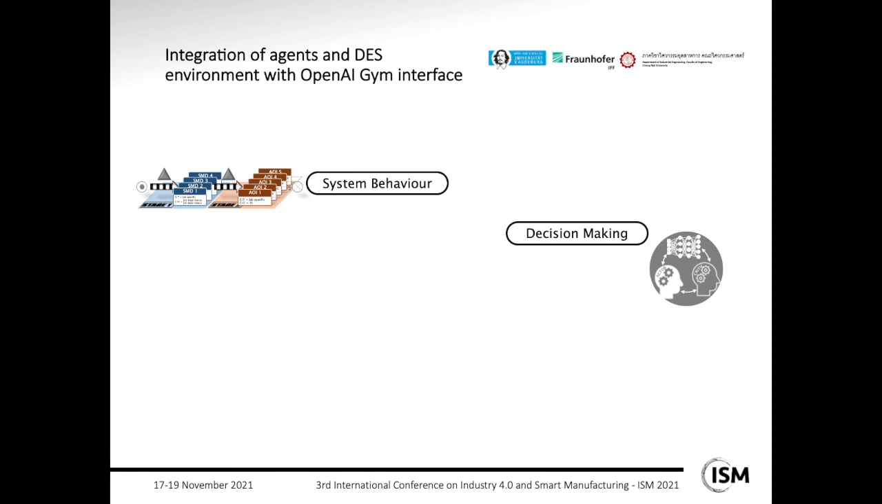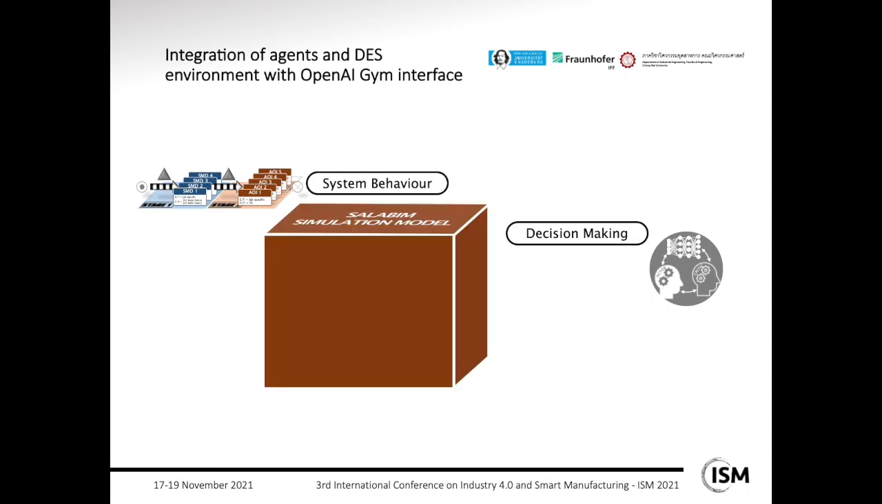Coming to the practical implementation, how does this look in practical terms? We want to simulate the system behavior of our production system, like the setup of machines, the process of machines, the waiting in the buffers, and so on. And on the other side, we need to make decisions for certain dispatching rules.